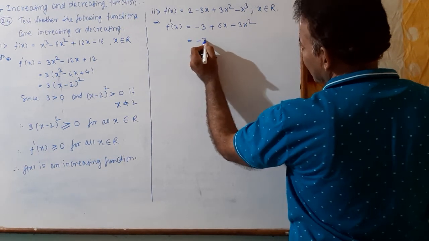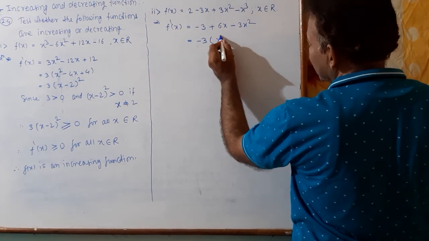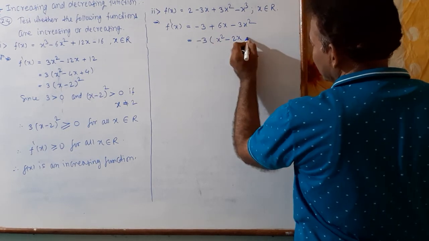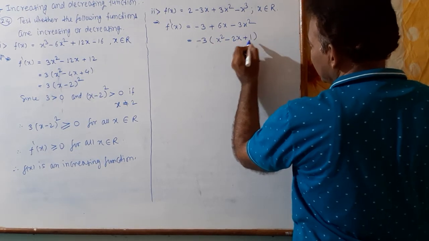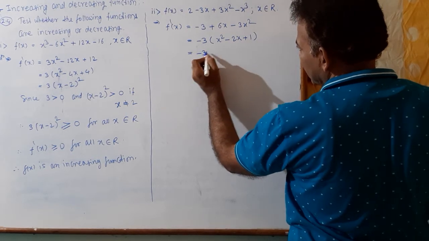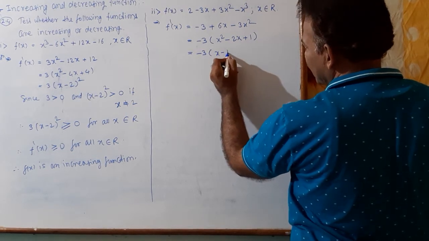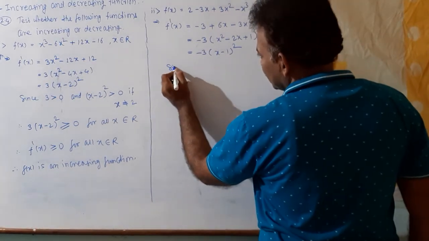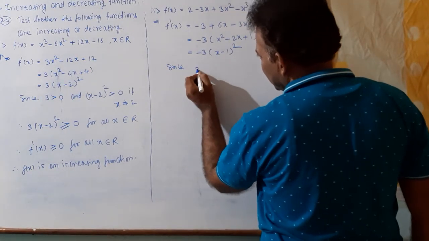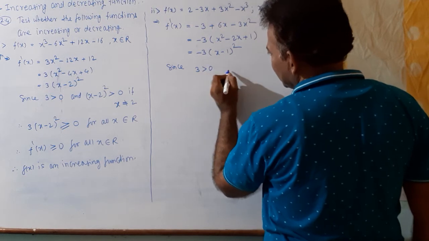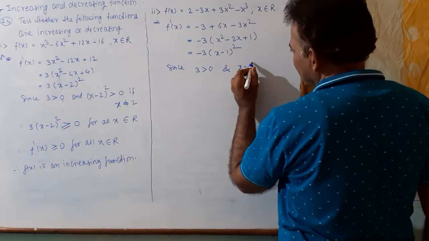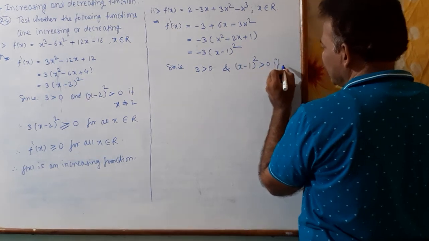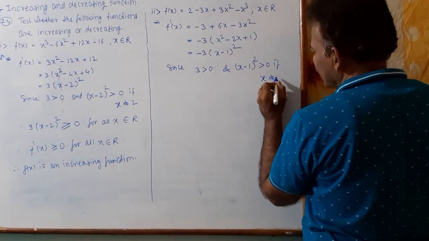Take minus 3 common. In the bracket, x square, plus sign becomes minus, we get 2x, minus sign becomes plus, 3 outside we get 1 here, and we get minus 3 times this bracket, which is nothing but the expansion of (x minus 1) whole square. Observe the right side: 3 is always positive, and (x minus 1) square is also positive if x is not equal to 1.